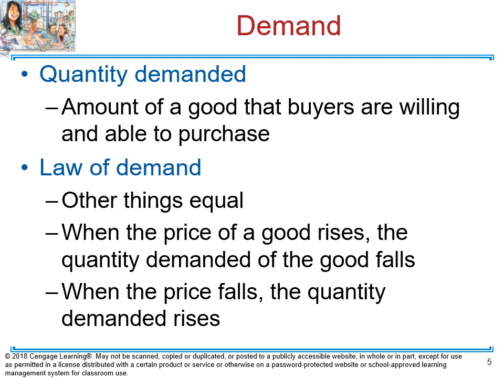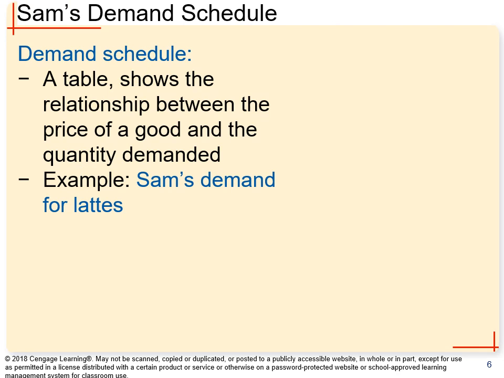So this is pretty straightforward, yes? When a good becomes more expensive, we reduce our quantity demanded. When a good becomes cheaper, we increase our quantity demanded. And this is the law of demand. So think about the demand for a good. In particular, we're going to think about the demand for lattes. So we're going to write down what we call the demand schedule. And the demand schedule is just a table that shows the relationship between the price of a good and the quantity demanded for that good.